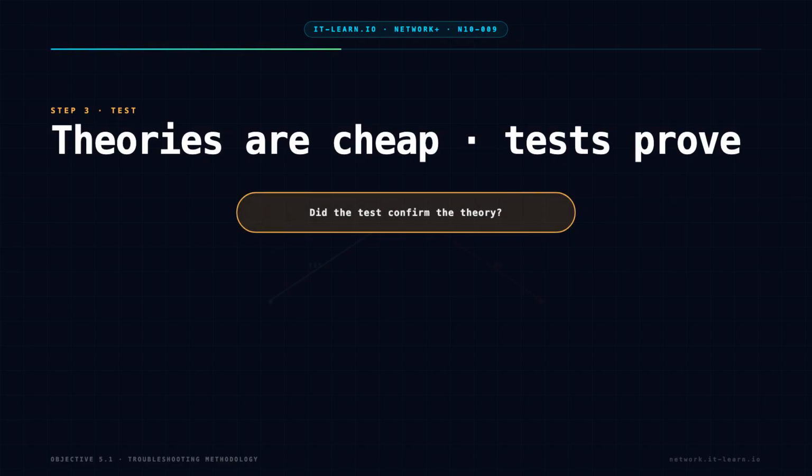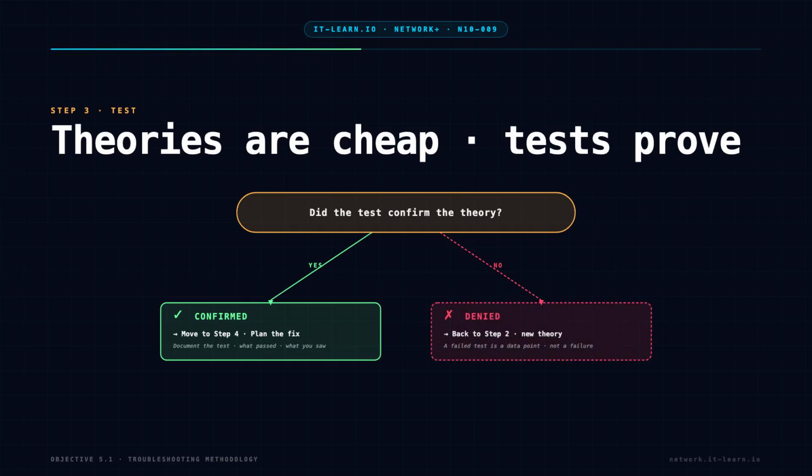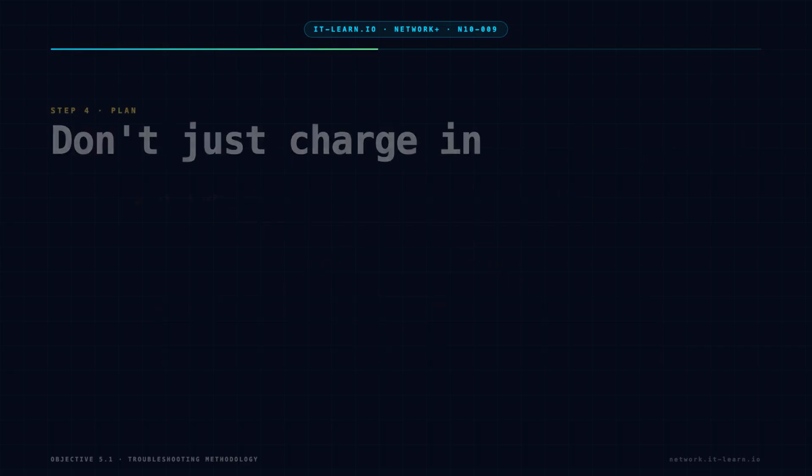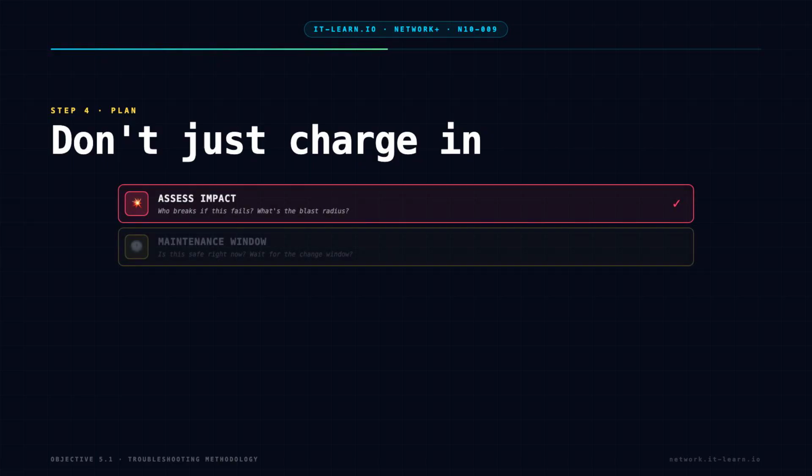Step 4. Plan the fix. Now you know the cause. Do not just charge in. Think about impact. Will the fix cause a new outage? Do you need a maintenance window? Do you need approval, change management, your manager, vendor support? And critically, write the rollback plan. Because the day your fix breaks something worse than the original problem is the day you wish you had a rollback. Identify the resources you need. Replacement hardware, updated firmware. Another engineer on the call.